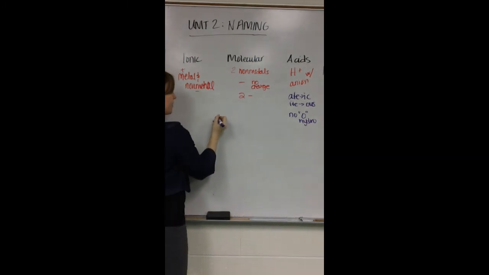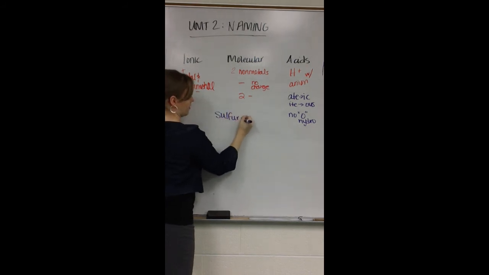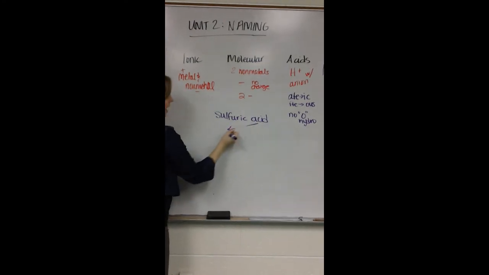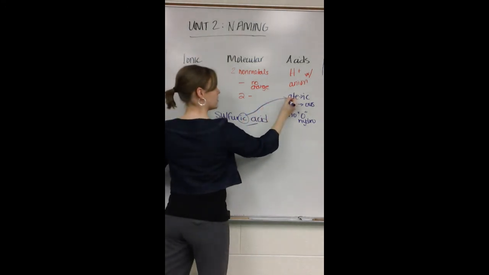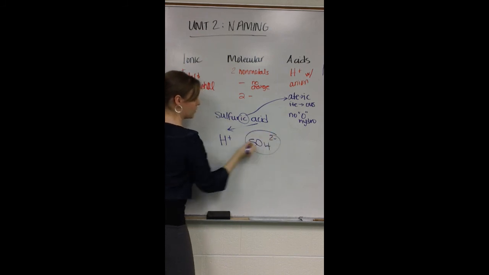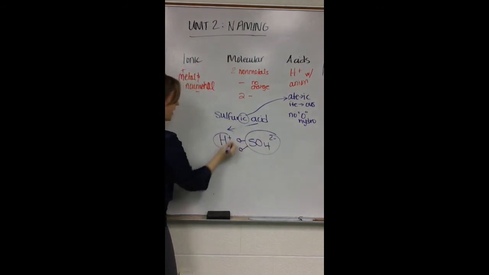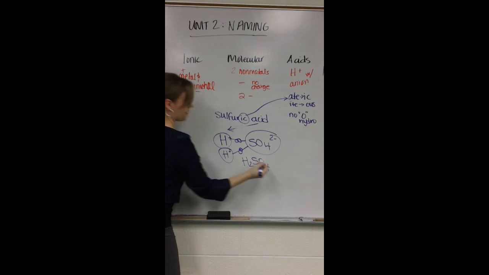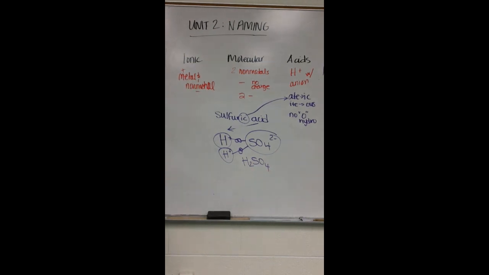So if I had something like sulfuric acid, I know because it's an acid I have an H+. Sulfuric comes from sulfate. Sulfate on my cheat sheet is SO4 2-, which would have 2 hands. H has 1 hand, so I have to add another H, and I end up with H2SO4. An acid that's not a polyatomic ion, an acid with no O, starts with hydro.